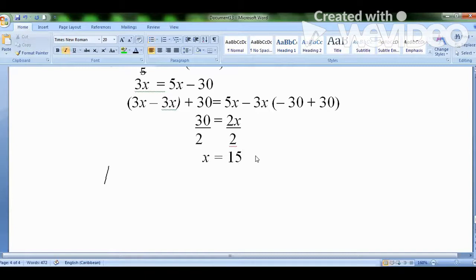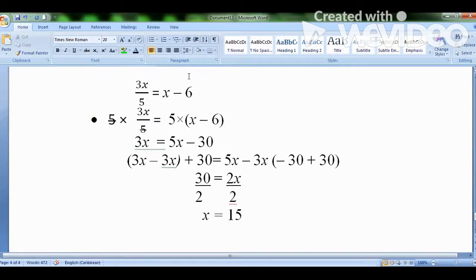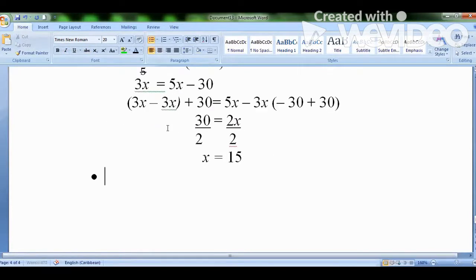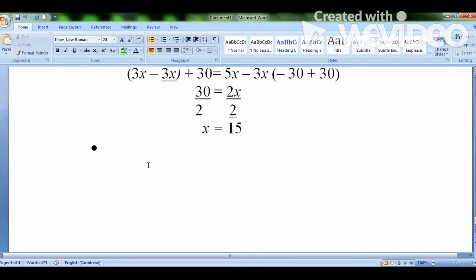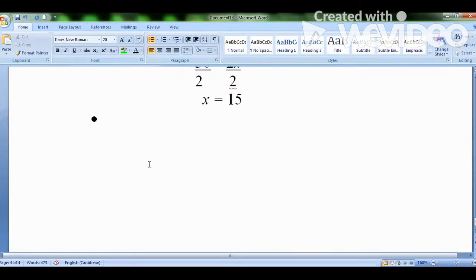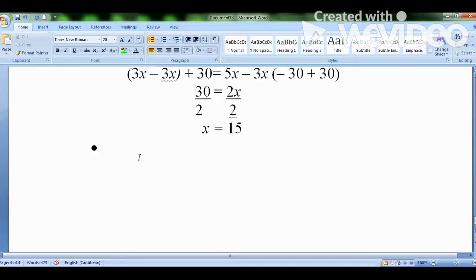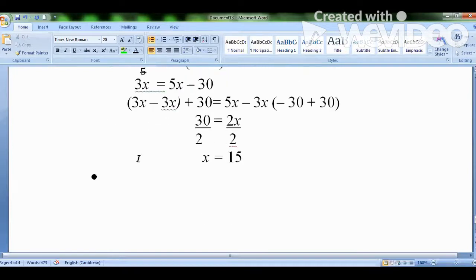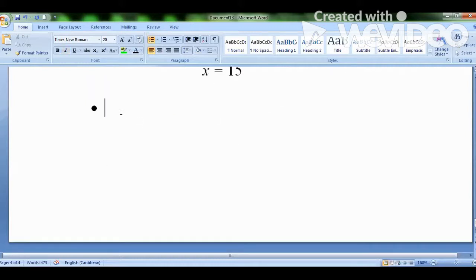It's not going to get less complicated. It's going to get more intense after this. We're almost at the end of the algebra unit, and that's why it gets a little bit more intense. All right, so let's look at another type of equation. Let's look at this.